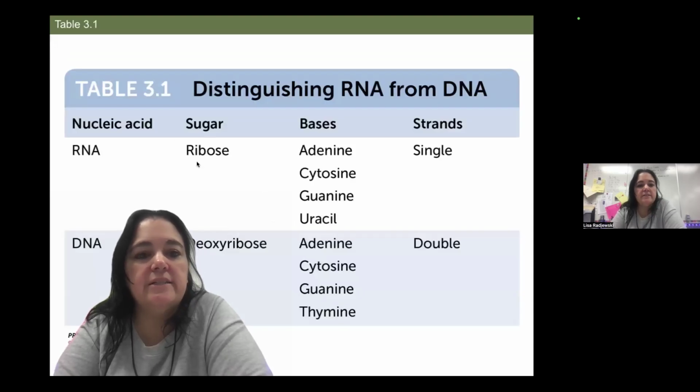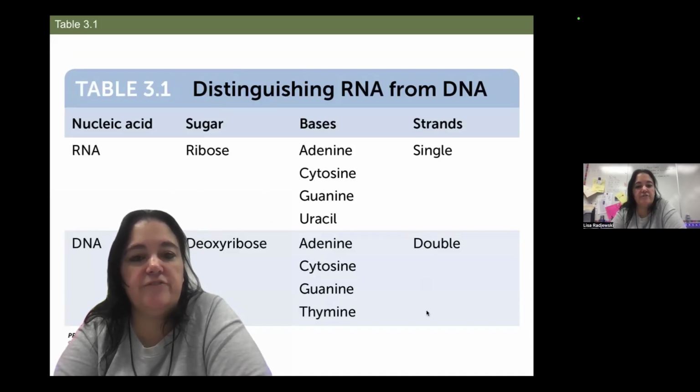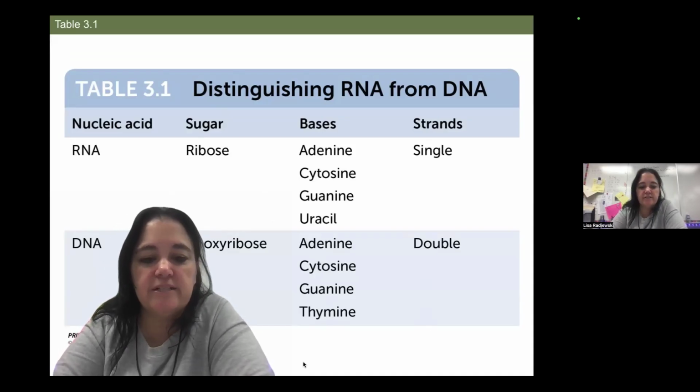All right, here is a little chart to compare RNA and DNA. The sugar is different, the bases are different, and the strands are different. You really don't need to worry about that right now. This is something that we'll be learning in semester 2. And that finishes our notes for DNA and RNA.